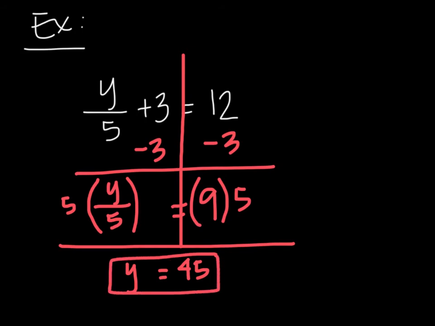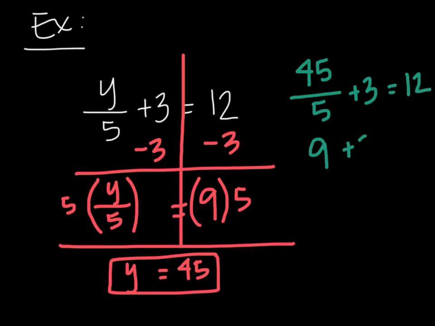Now I should be able to plug it back in and double check. So 45 divided by 5 plus 3 should give me 12. 45 divided by 5 is 9. 9 plus 3 is 12, and 12 equals 12, so I checked it, and I'm correct.